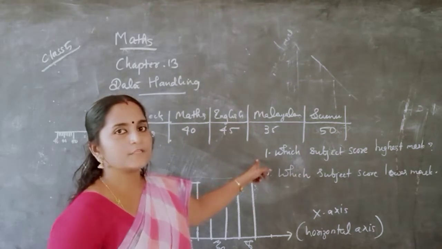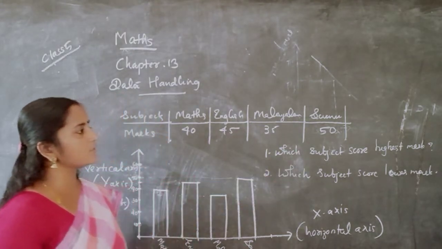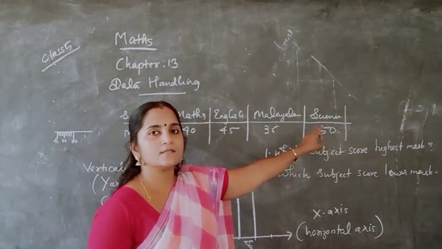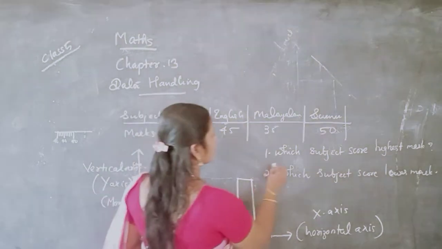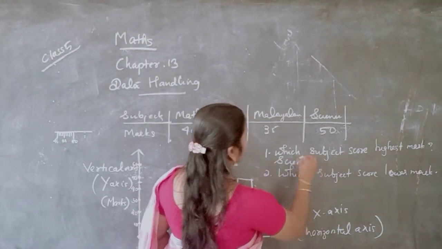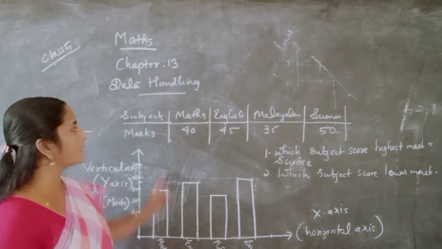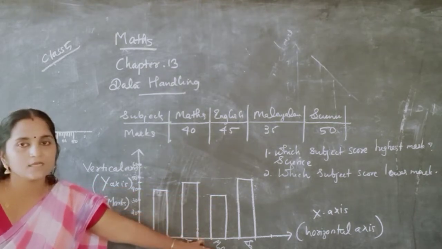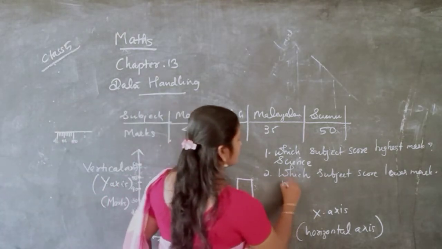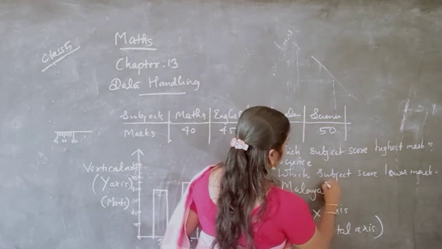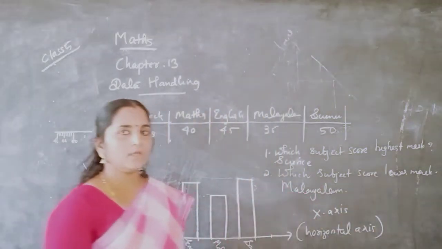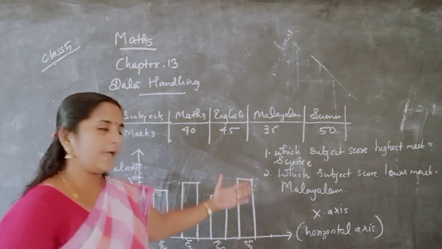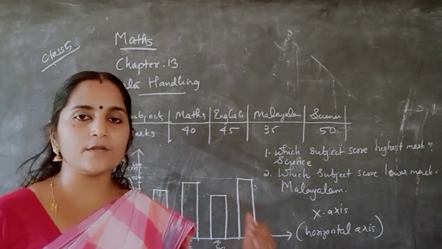So what is the answer of the first one? Which subject scored the highest mark? Highest mark means the highest number is corresponding to which subject? Science. And which subject scored lower mark? Lower mark is the smallest rectangle, corresponding to which subject? Malayalam. So in this way we can easily find out the answers.